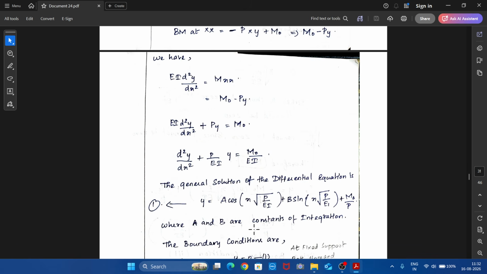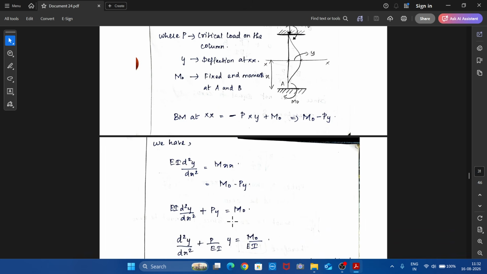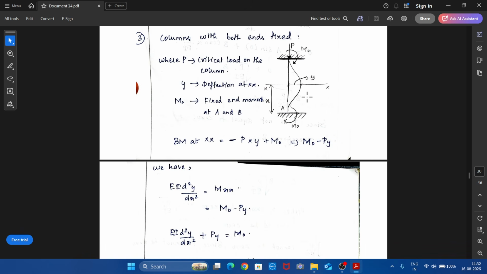Now we need to find the constants. So A and B are constants. The constants shall be found using the boundary conditions. In case of fixed columns or fixed ends like this, at the fixed end we very well know that slope and deflection are 0. Similarly here also slope and deflection are 0. So at A, that is when x equal to 0, y equal to 0, that means at x equal to 0, deflection is 0. Similarly, at x equal to 0, dy by dx equal to 0, that is slope is also 0 at this support. Similarly, deflection is 0 at B and slope is 0 at B.